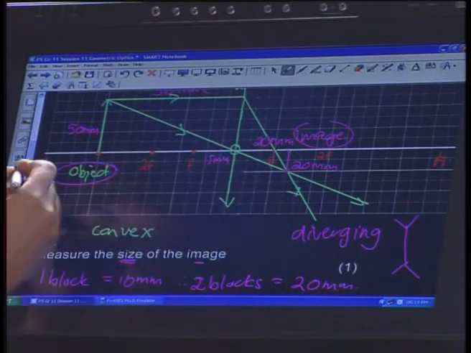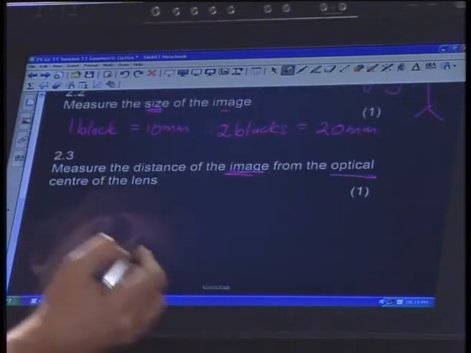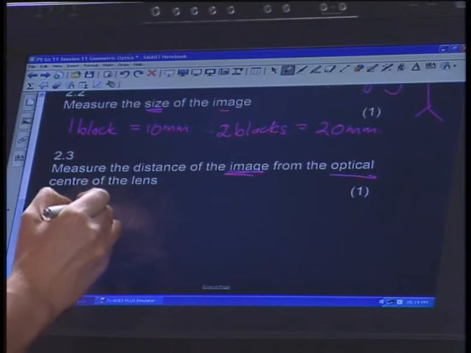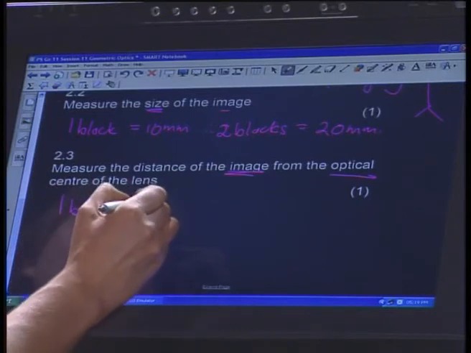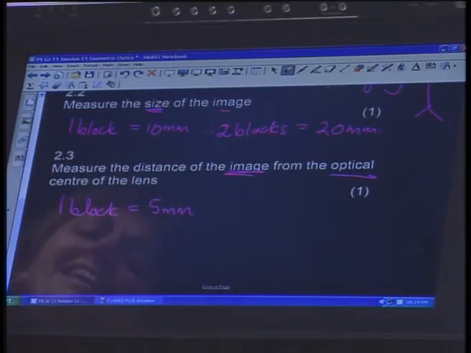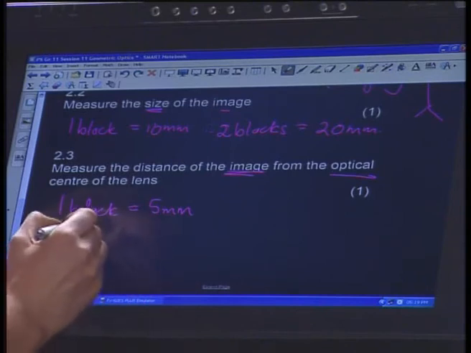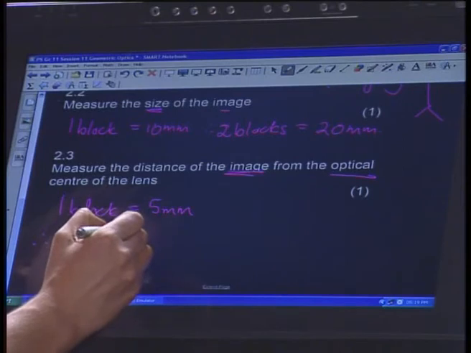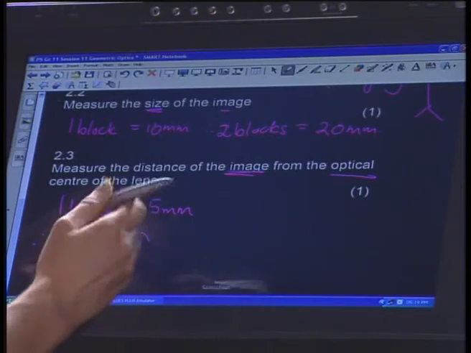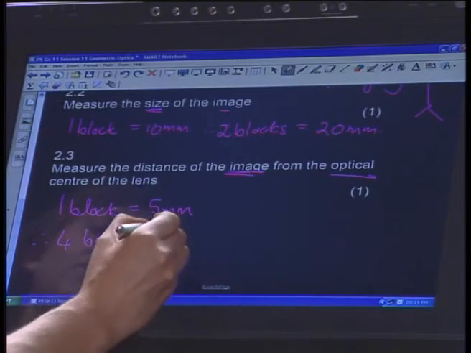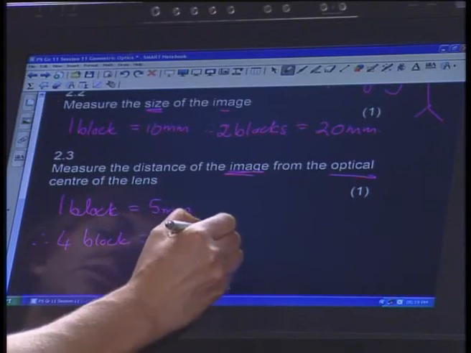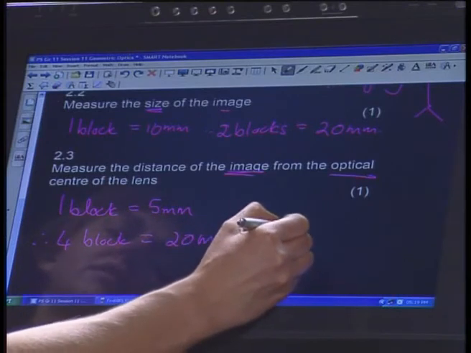We count 4 blocks across. And remember, 1 block in this case is equal to 5 millimeters because we're working with the length from the distance. And because I have 4 blocks, I would see that that distance is going to be equal to 20 millimeters from the optical center.